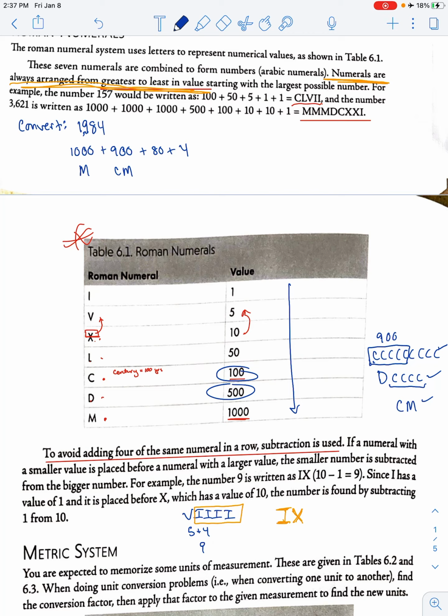All right, what about 80? All right, we don't want to write 10, 10, 10, 10, 10. We don't want to write 10 8 times. What's the largest of these units that will go into 80? 50. So we're going to use the 50. So that's 50, and then we need 30 more to get 80, so that's 3 tens. So 50, that's L, and then 3 tens. X, X, X, X. Oh, I did 4 tens. Okay.